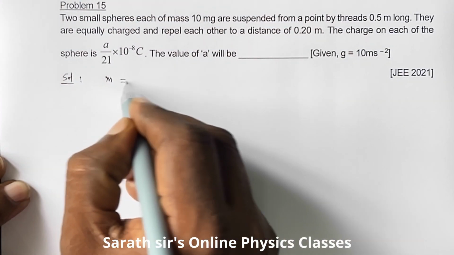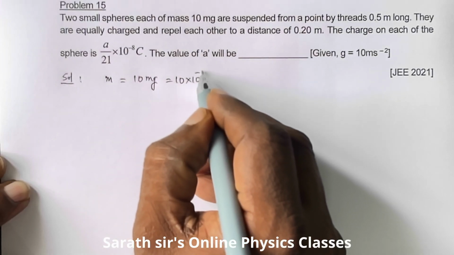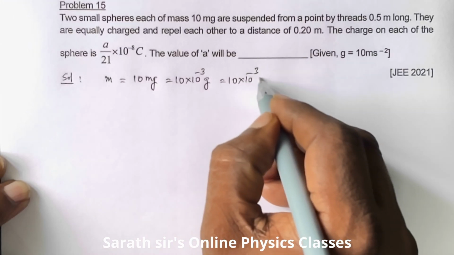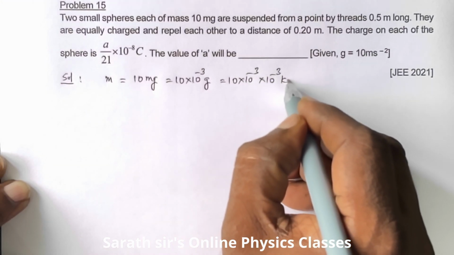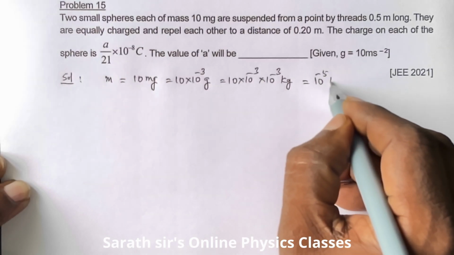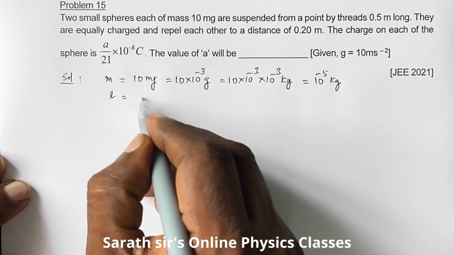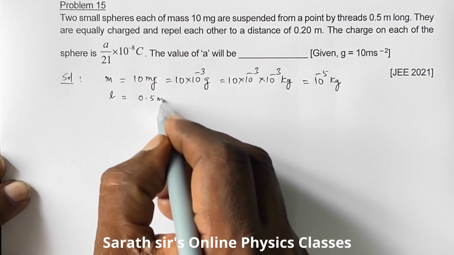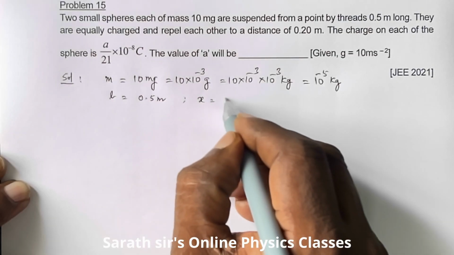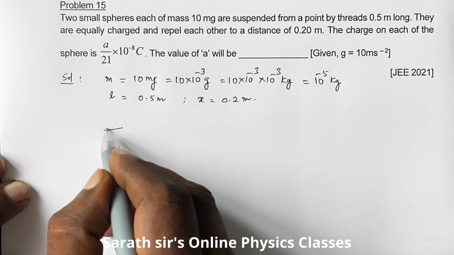Mass of each bob is equal to 10 mg, that is equal to 10 into 10 to the power of minus 3 gram, that is equal to 10 into 10 to the power of minus 3 into 10 to the power of minus 3 kg, that is equal to 10 to the power of minus 5 kg. And thread length is equal to 0.5 meter. And the distance between the bobs, x, is equal to 0.2 meter.